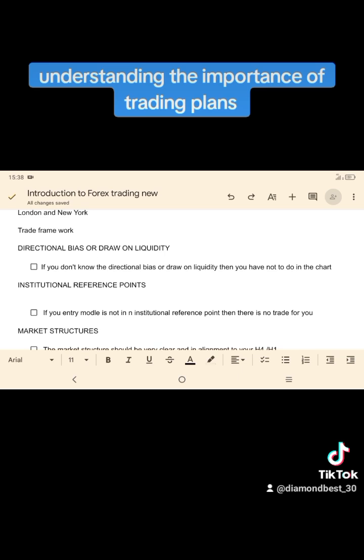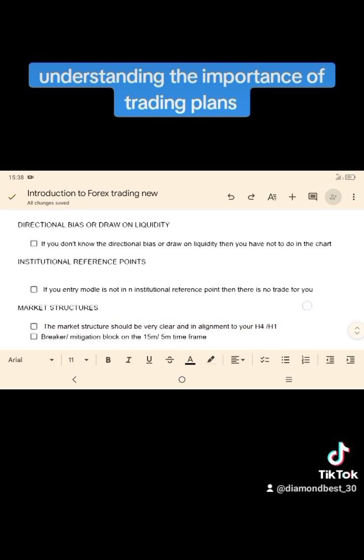Let's talk about institutional reference points. If your entry mode is not in the institutional reference point, then there is no trade for you. What do we mean by that? My friend will tell you trade like the banks, or he will tell you trade like the big boys. Why do we say trade like the big boys? You want to trade when these guys are trading. That is when there is liquidity in the market.